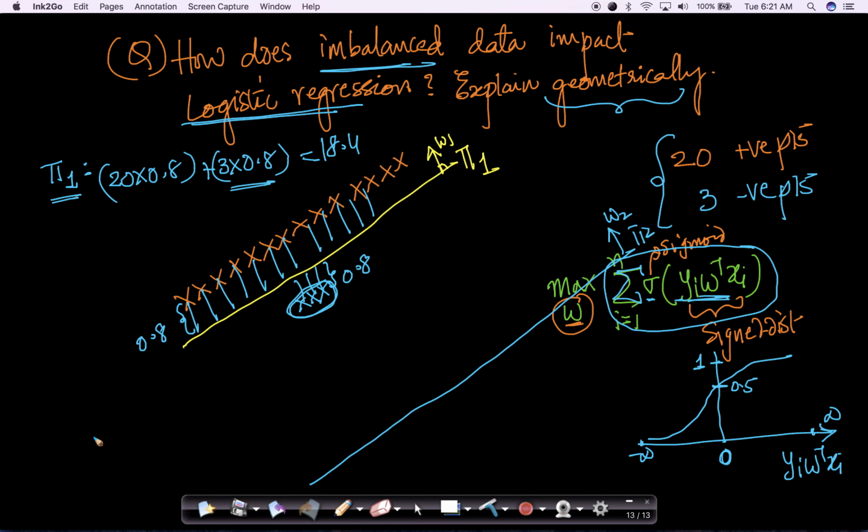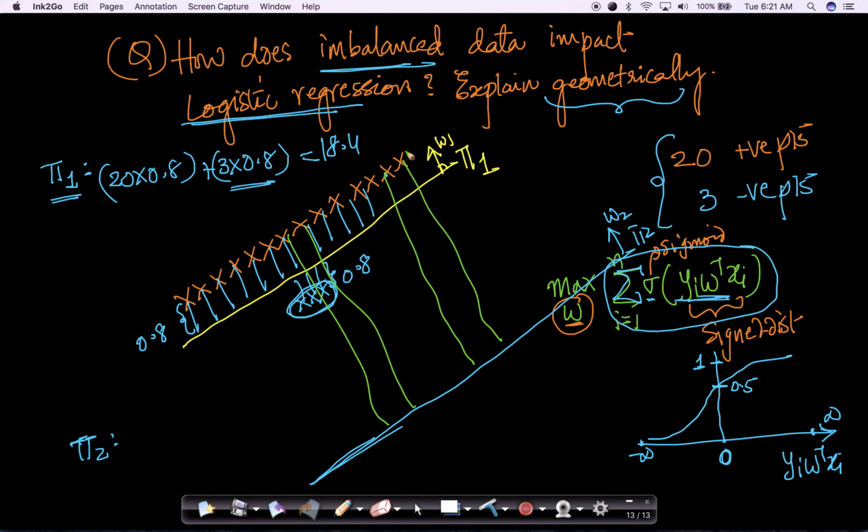Now let's look at pi2. In the case of pi2, what happens? If my logistic regression returned this W2 as the answer and not W1, because at the end of the day, what is the logistic regression trying to solve? It's trying to solve this optimization problem internally. Now let's look at each of these distances. These distances are very, very large because these points are very far away. Let's assume this hyperplane pi2 is very, very far away. Then these distances are very large.